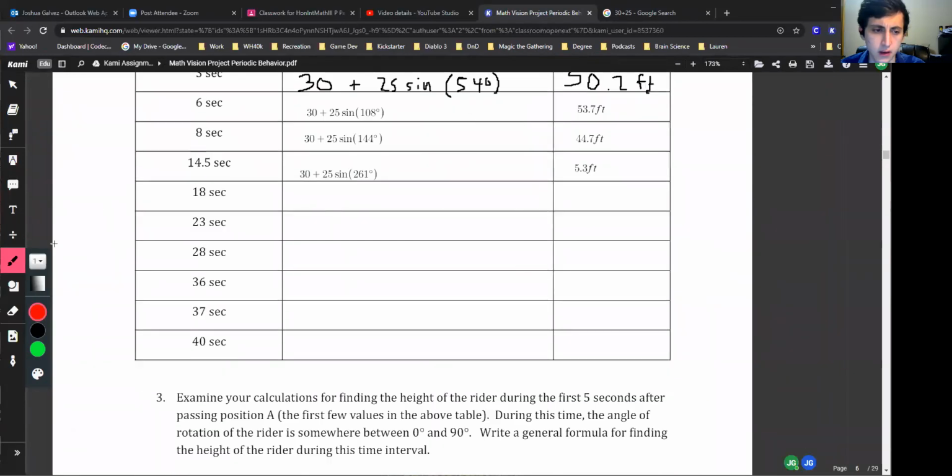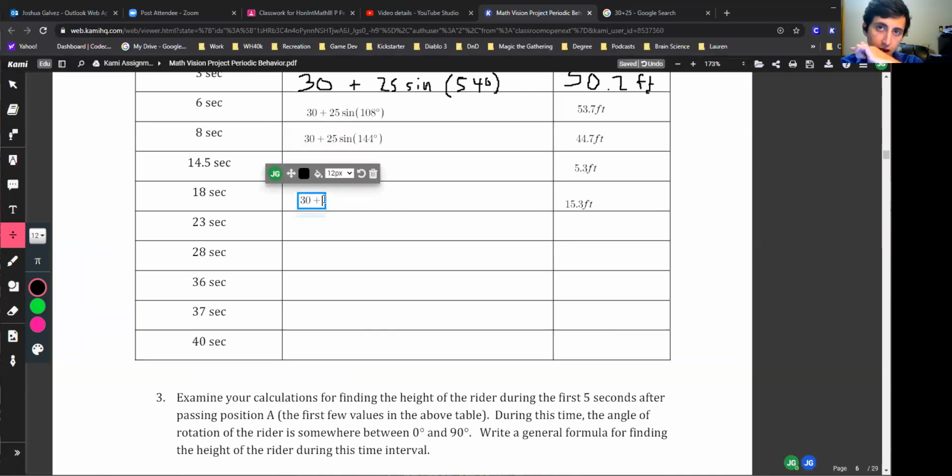So let's go ahead and type that in. So that'd be 30 plus, so it's almost 360, but it's missing that last bit. The way I'm imagining it, you've got that circle, and you will have gone all the way around, but you're missing that last 2 seconds, so you're missing that 36. So it's 360 minus 36, which would be 324. So 25 times the sine of 324 degrees. Okay, so that should be 15.3 feet, and so on and so forth.